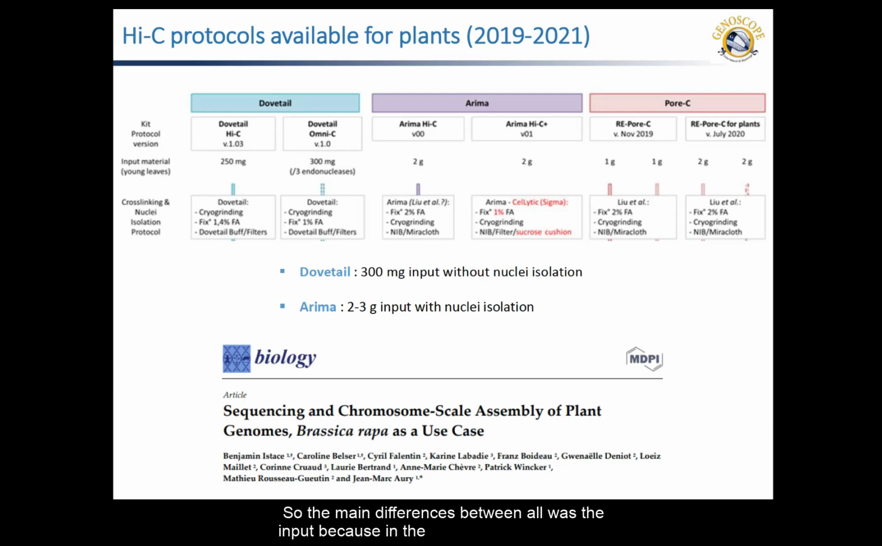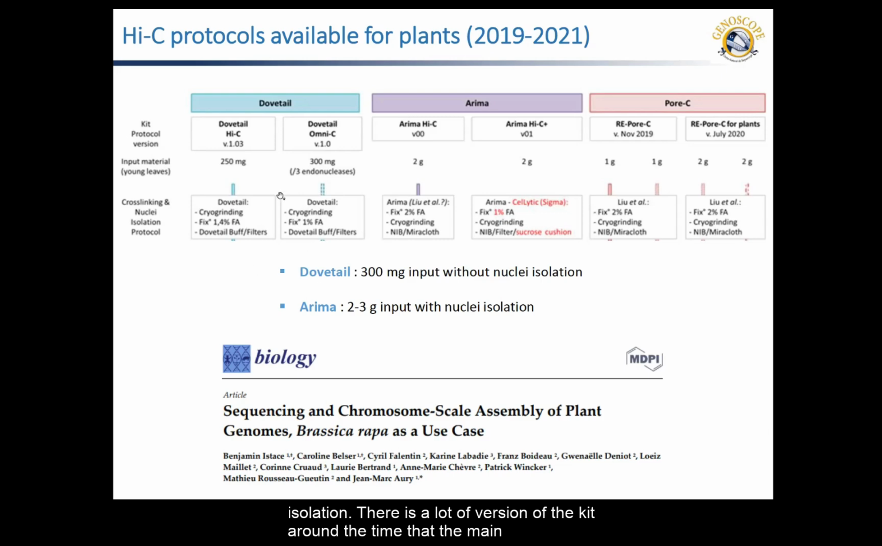The main difference between all of those protocols was the input, because in the Dovetail protocol we use only 300 milligrams, and it's without nuclear isolation. For the Arima protocol, it was 2 grams or 3 grams of material input, but we grind this material and we perform a nuclear isolation.